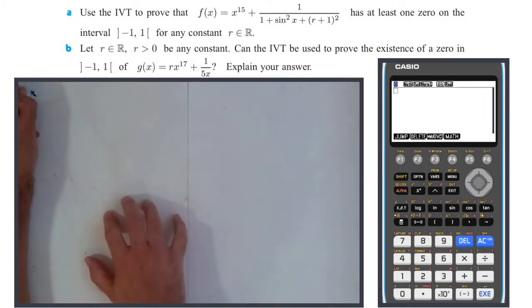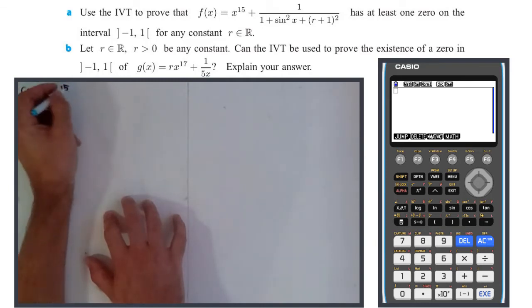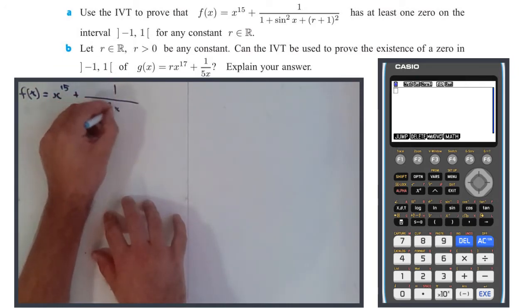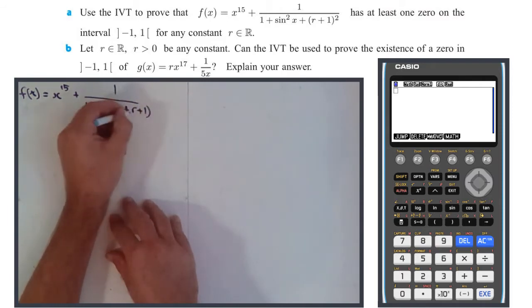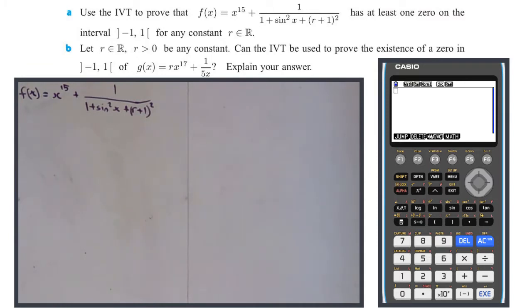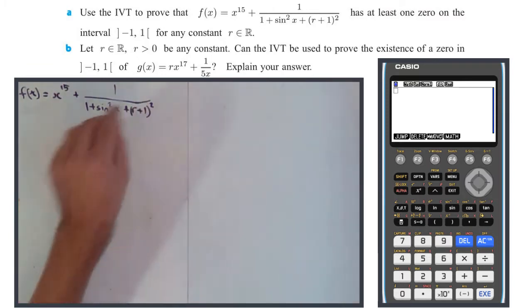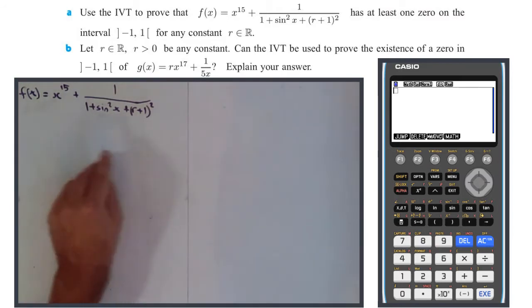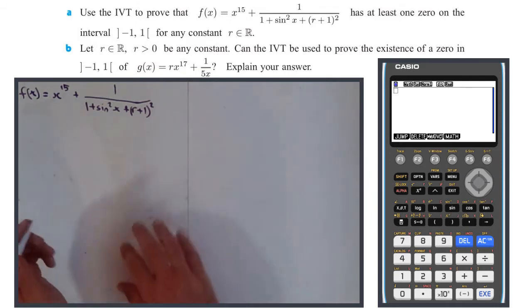So f of x equals x to the power 15 plus 1 over 1 plus sine squared x plus r plus 1 squared. The first thing, alarm bells would start ringing when you see that there's a division in the function. Remember, if ever you divide by 0, you have an undefined area, a discontinuity. So you need to think, could this denominator ever be 0? You need to pick the terms apart.